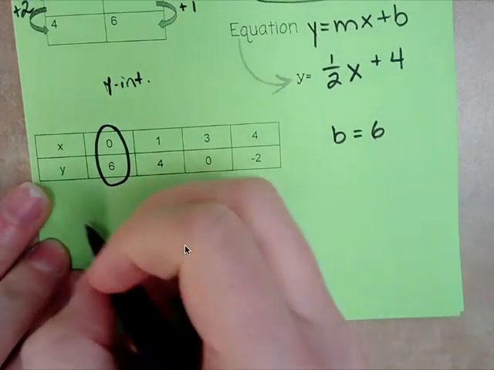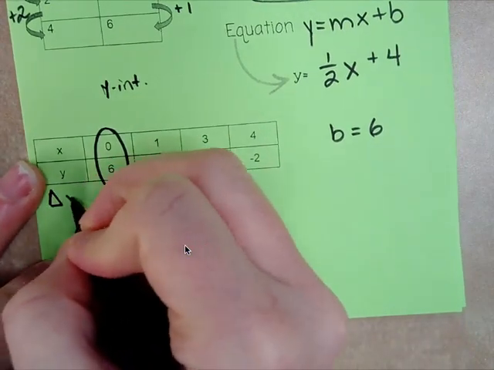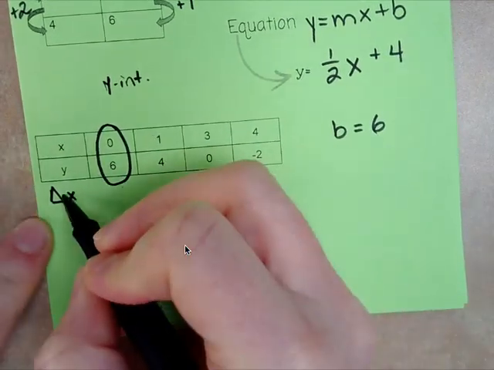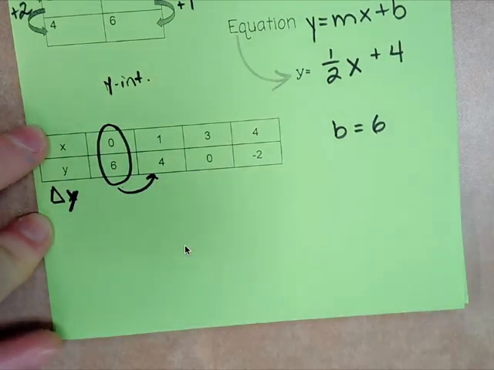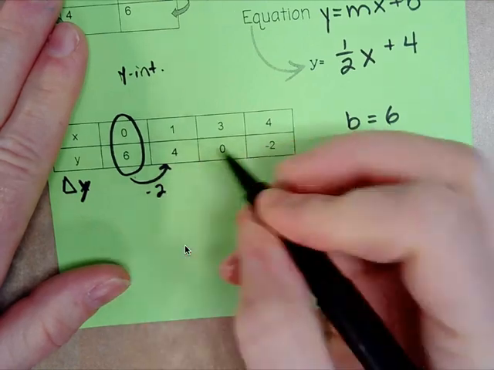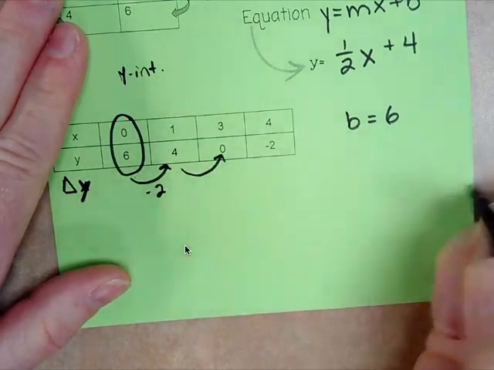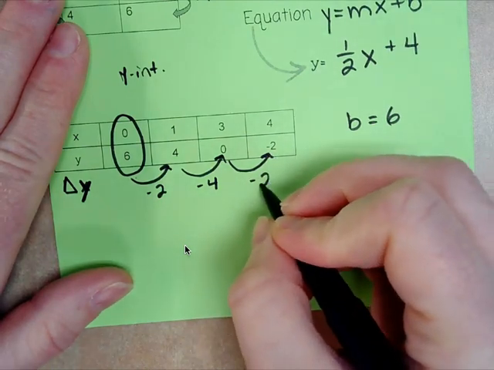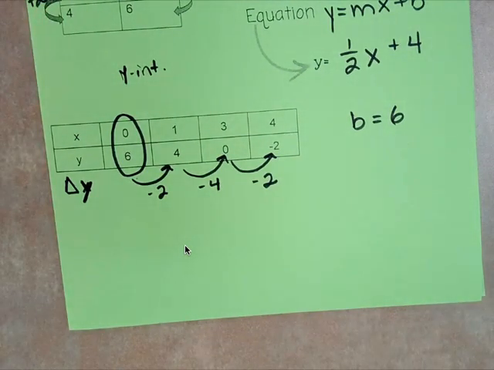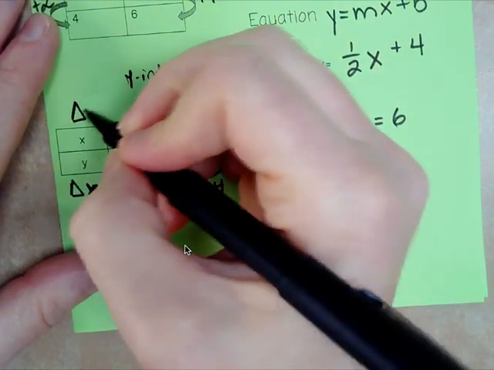All right, so now we need to get change of y over change in x. So let's look at change of y, sorry. Going from 6 to 4, minus 2. From 4 to 0, from 0 to negative 2. And it's okay if they're different numbers. If the change of y's are different numbers, then the change of x's will also be different. So let's look at change of x.